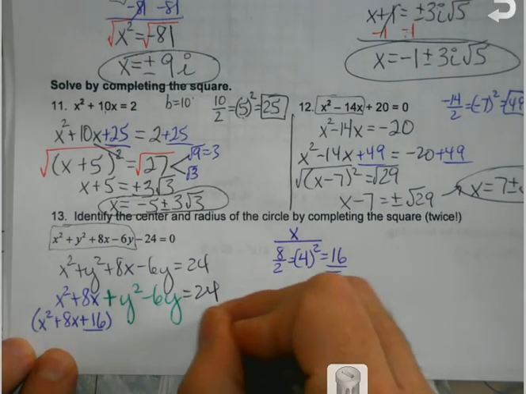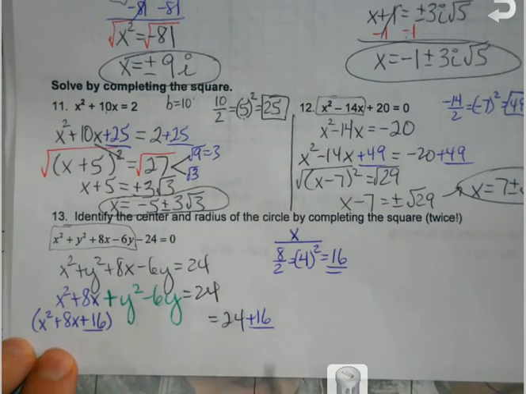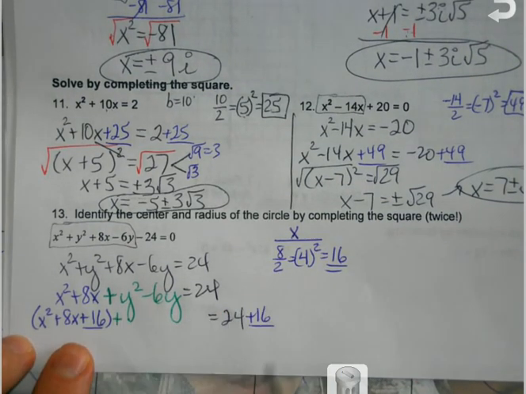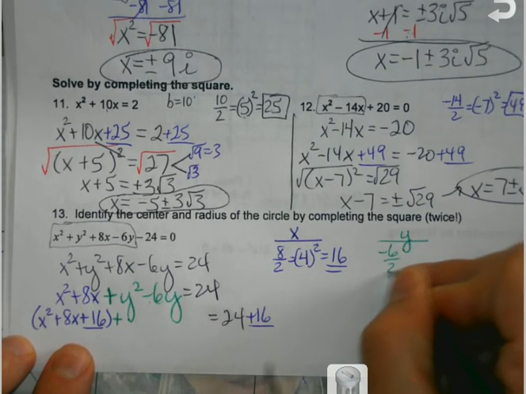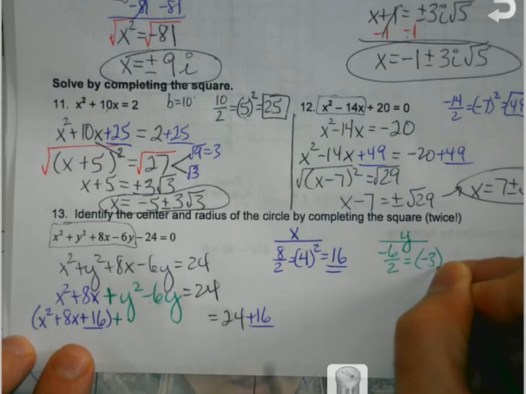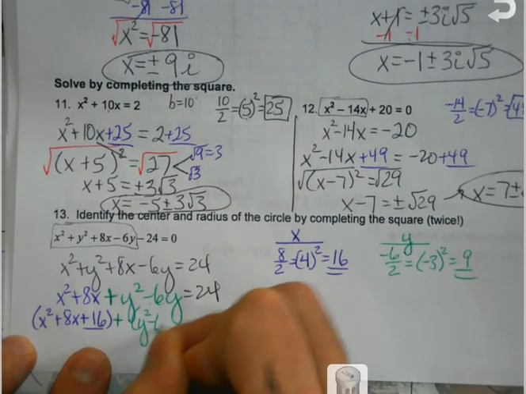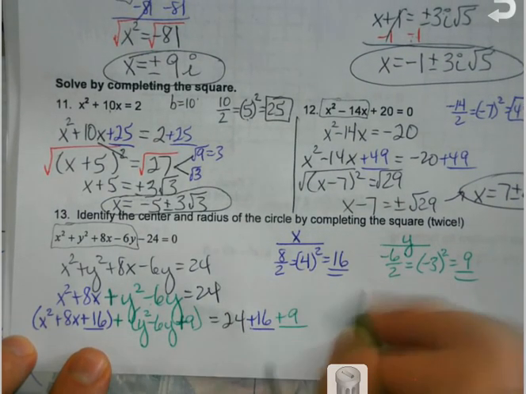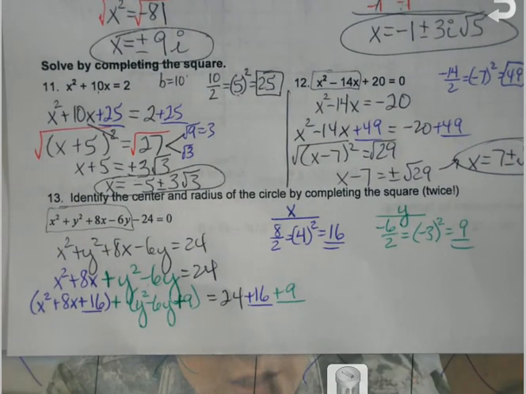And I'm going to leave myself some space here because I'm also going to add that to the other side where my 24 is. And then I'm going to run the process one more time for y. My b value is -6. Divide that out and square it. And I'm going to add that 9 to both sides. So it's really no different than when we were doing it in numbers 11 and 12. It's just now I've got to do it that one extra time.